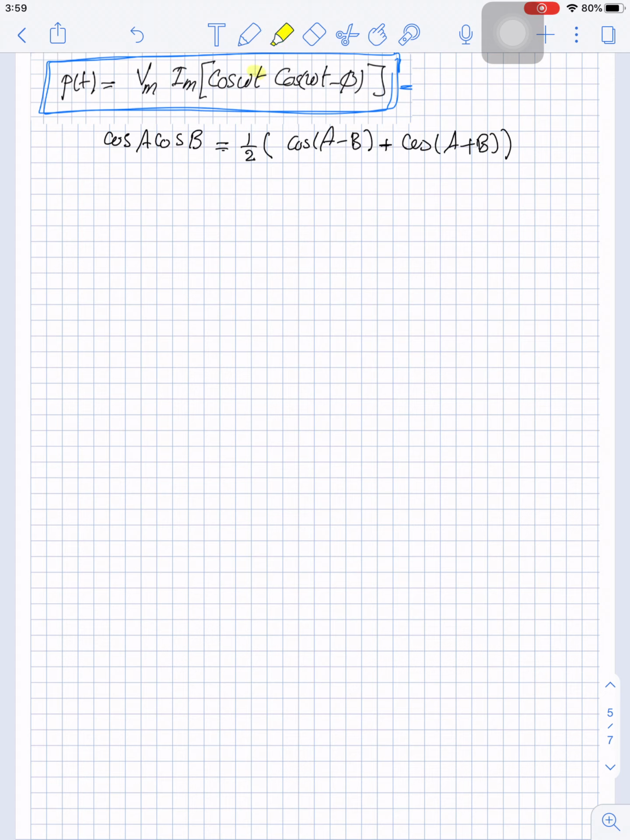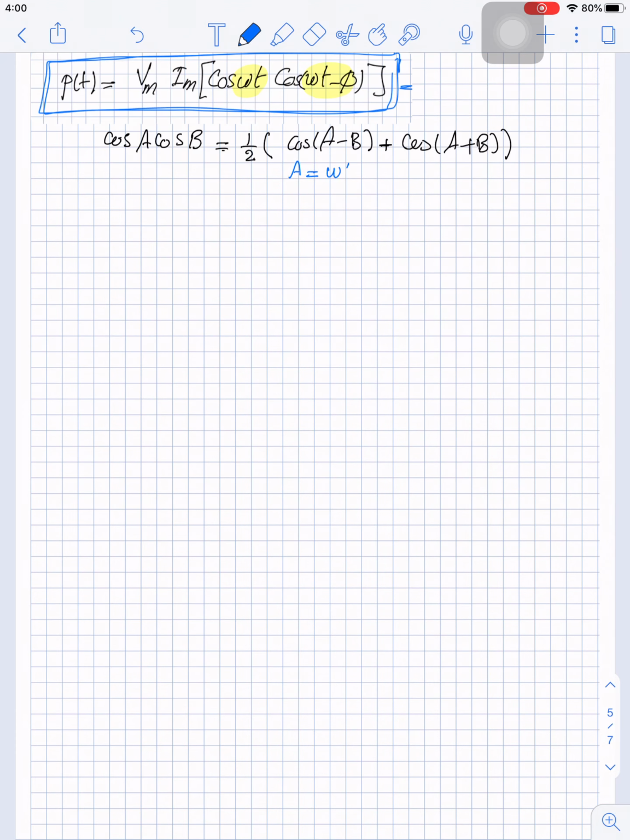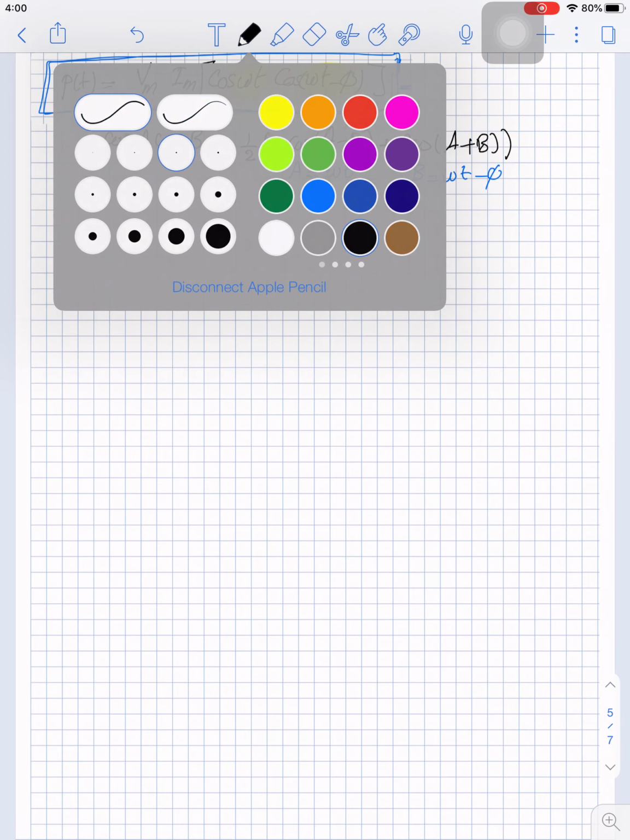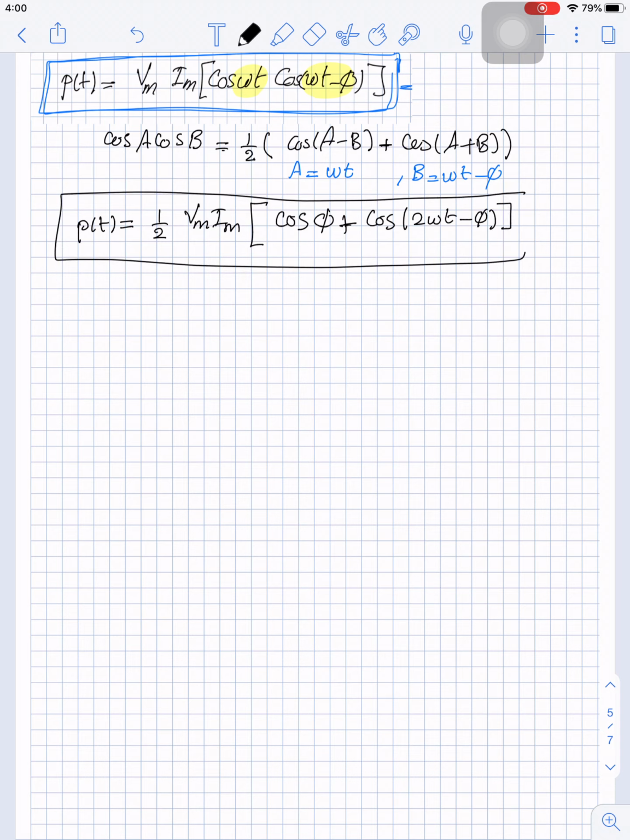So if we apply this here, our A is omega t and our B is omega t minus phi. So we can write down that P of t equal to half V max I max multiplied by cos phi plus cos 2 omega t minus phi. And this is the second form we have, and let's name this form as form number 2.